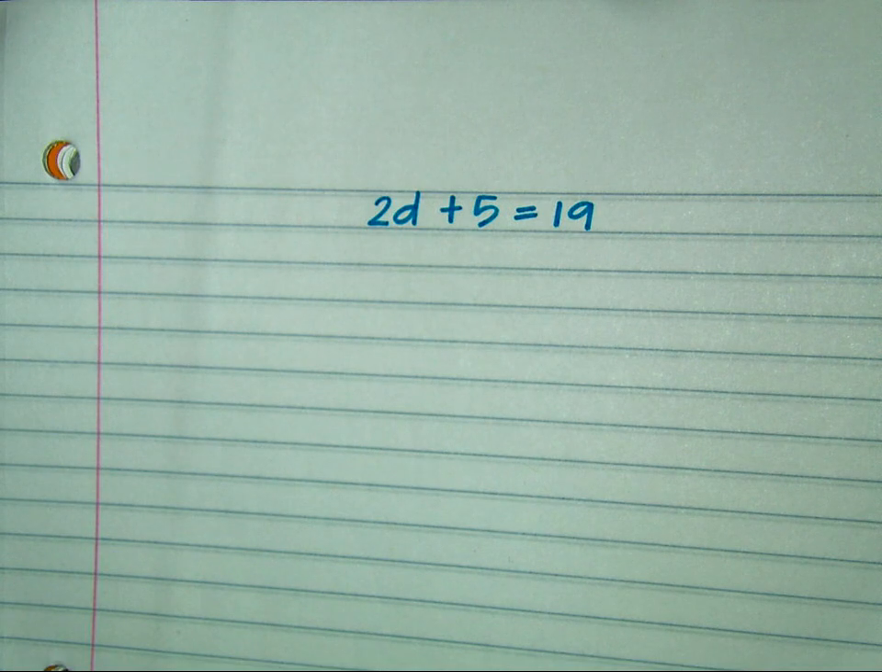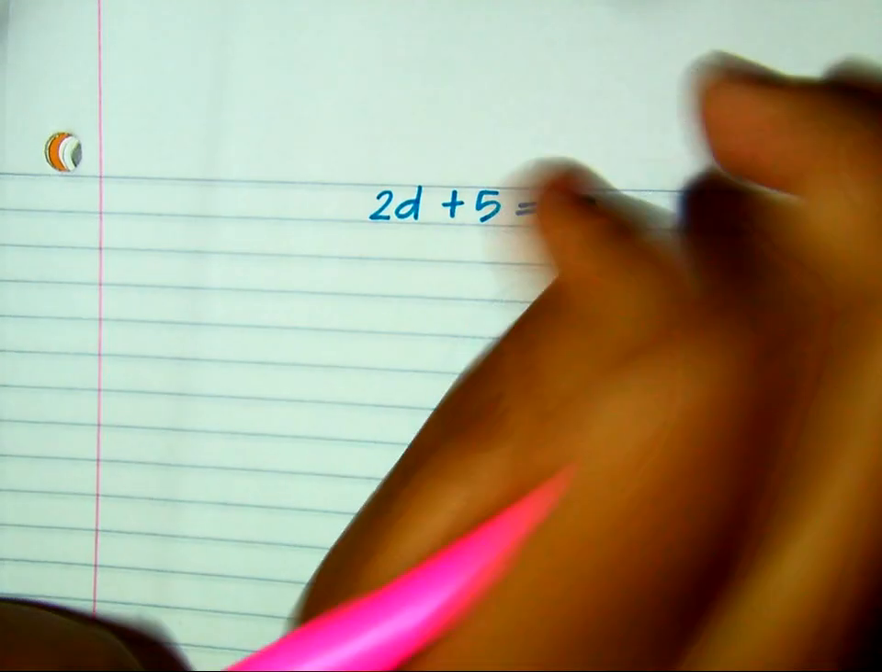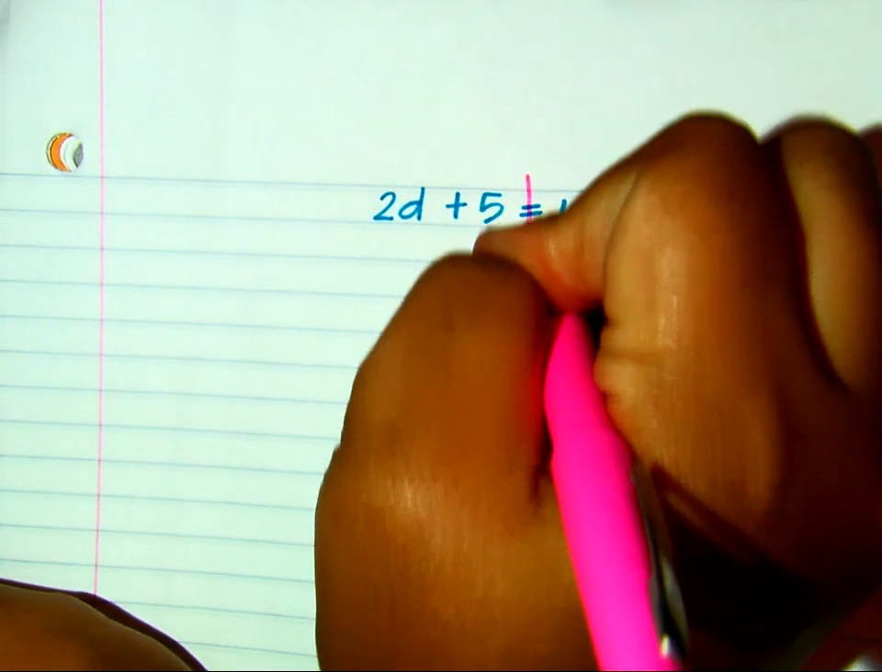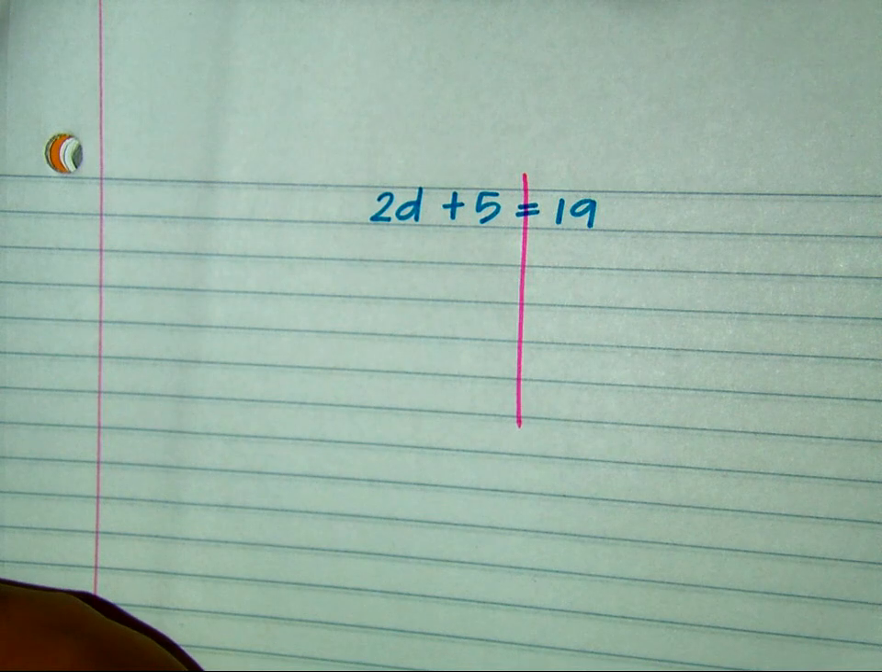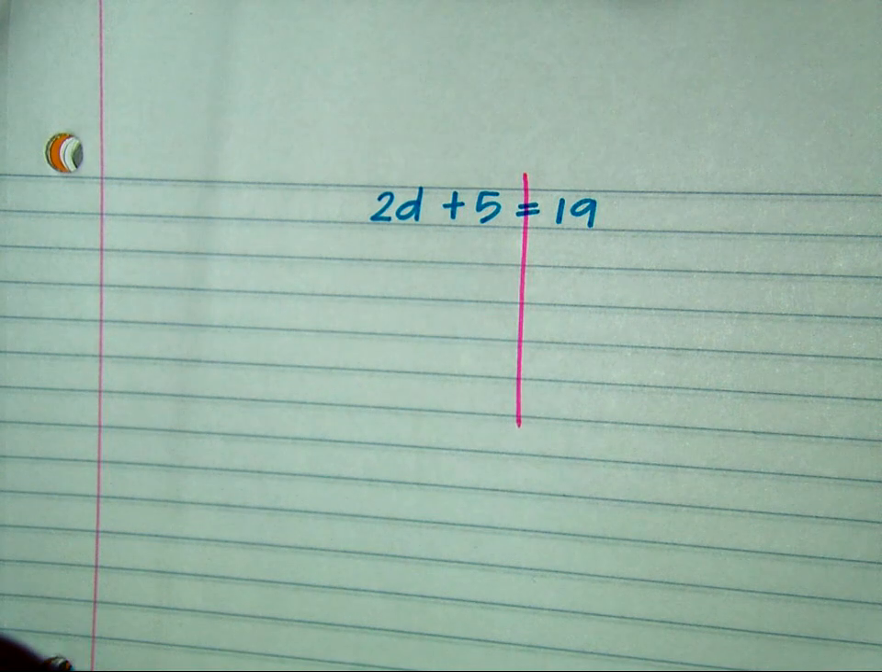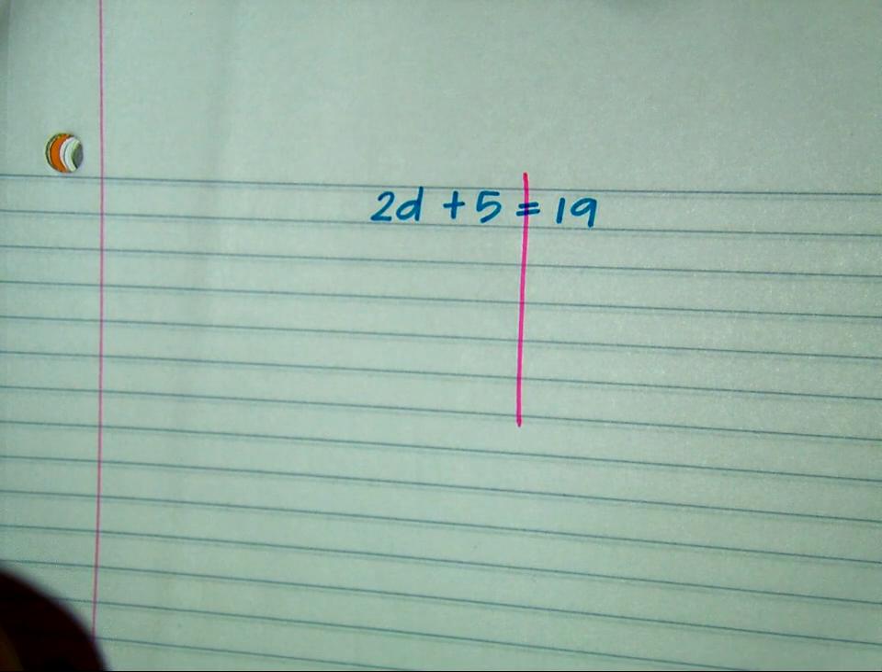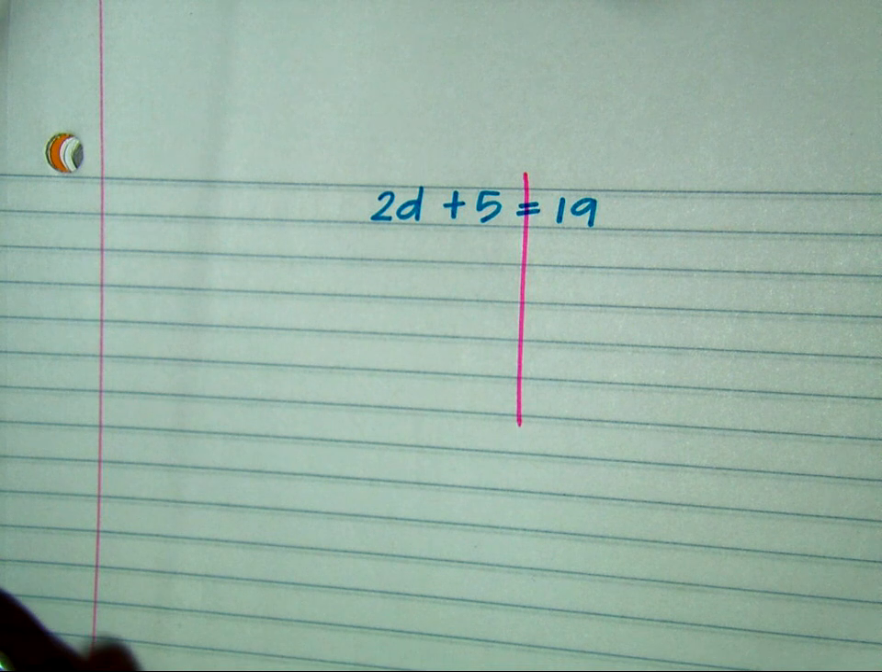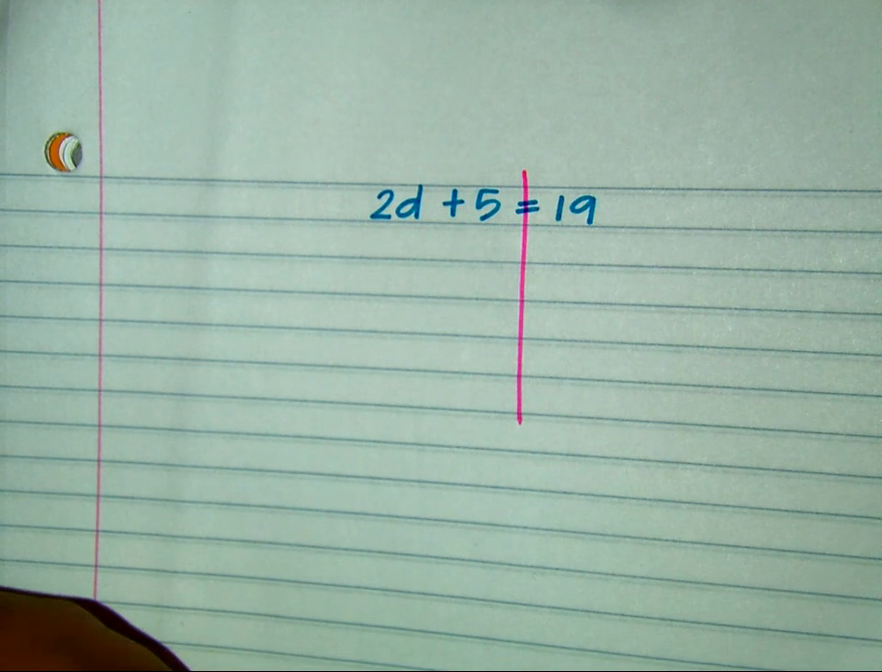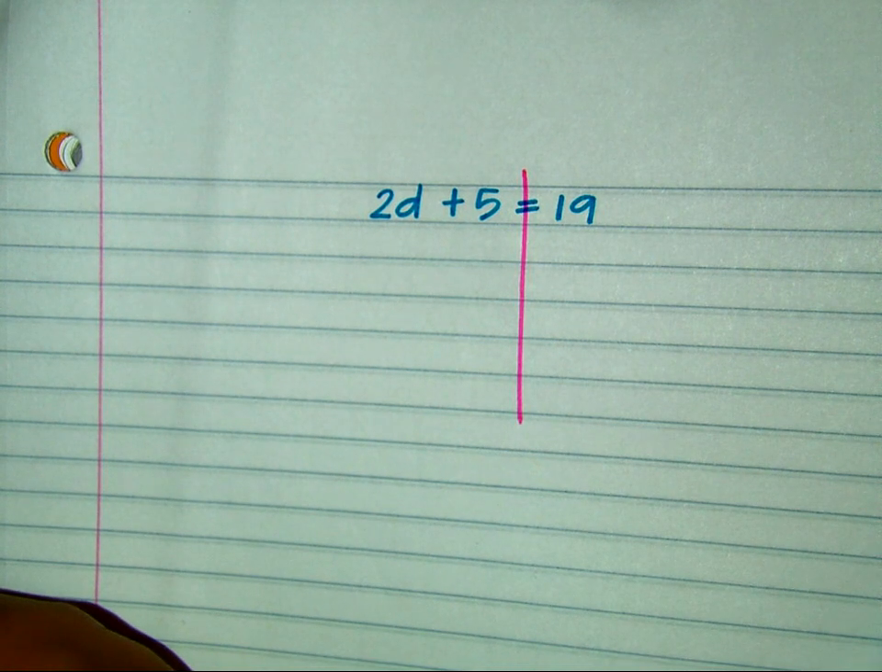Alright, so here is another example of a two-step equation. The first thing we're going to do is draw our river. And I am going to identify my variable, which is D. I'm going to identify what is furthest away from the variable, which is a positive 5. And I am going to begin moving it by doing the inverse operation.